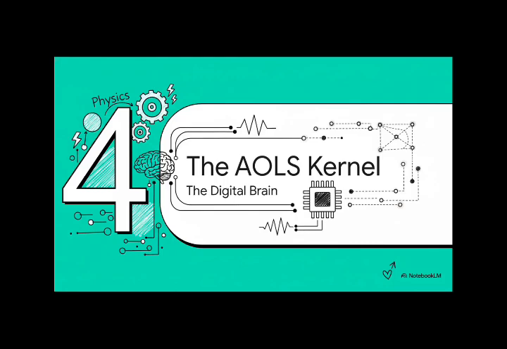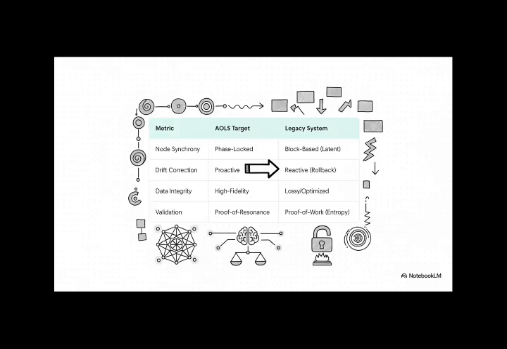Section 4 is all about the AOALS kernel, the software that acts as the digital nervous system for this whole operation. And this table just brilliantly lays out the performance jump. Let's really look at the key differences. See, legacy systems are reactive. They wait for a problem, like data falling out of sync, and then they try to roll back and fix it. They're always playing catch-up. The AOALS kernel, on the other hand, is proactive. It's constantly anticipating and correcting for drift before it can even become an issue.